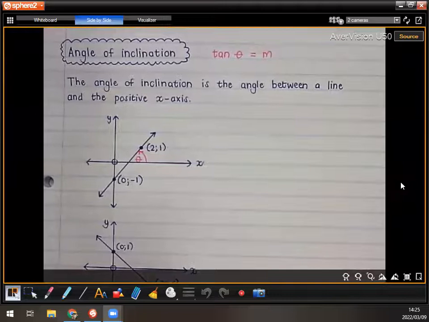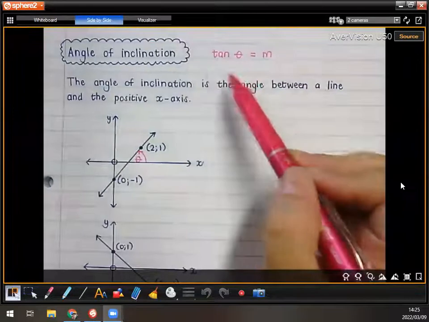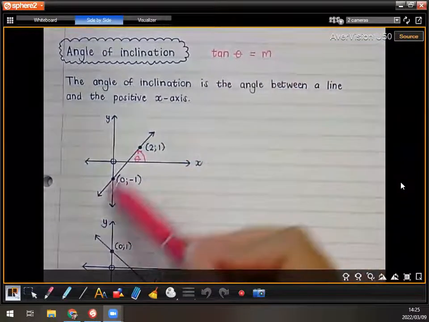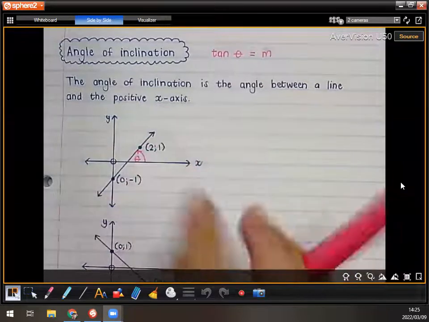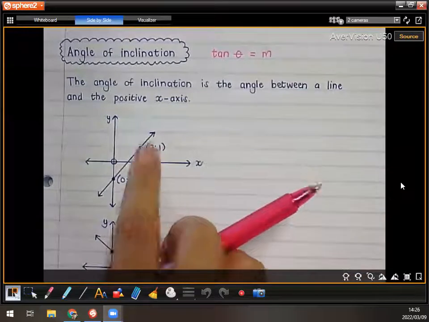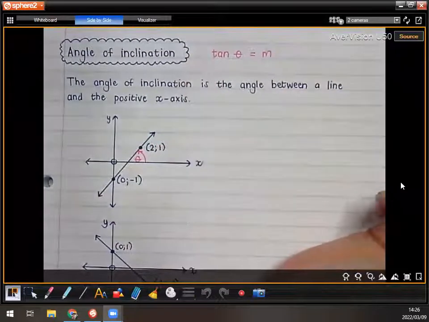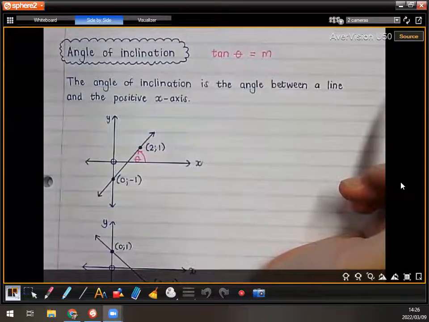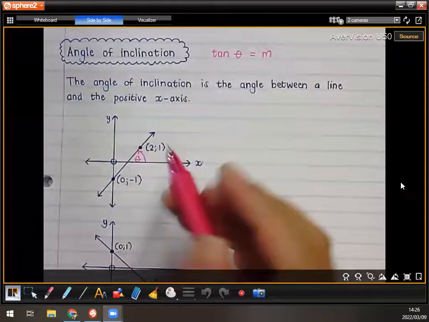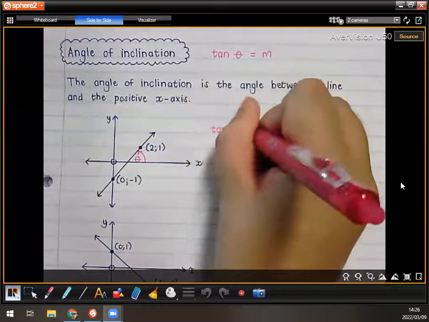And what is M? We've worked with that before. M is the gradient. So tan of the angle is always going to be the gradient of the line. We're going to practice this on the right-hand side here. We're going to calculate theta using this formula. But this formula you need to memorize. That is the formula for angle of inclination. If they're asking you to find this angle, you are going to say tan of theta is equal to the gradient.